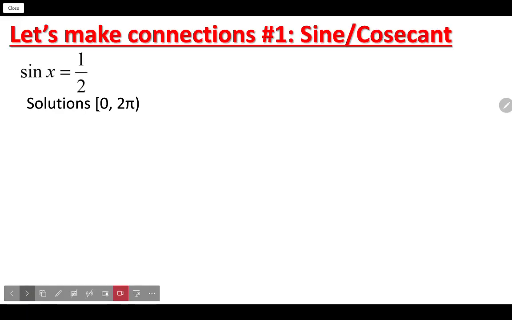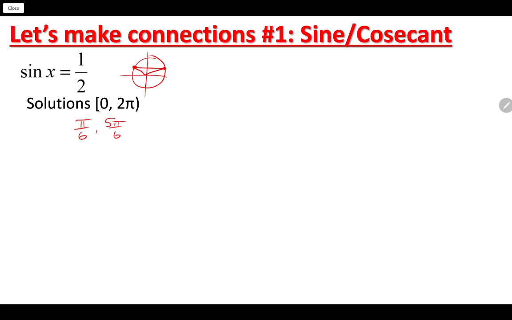So we're going to make some connections here, starting with sine and its reciprocal cosecant, but we're going to focus on sine. So a basic trig equation says sine of x equals 1/2, and I want solutions from 0 to 2 pi. So what we've been doing is thinking about the unit circle. Sine are our y values, so I'm going to go on the y-axis up to 1/2, and it's going to give me these two solutions to the left and right there. And those solutions between 0 and 2 pi are pi over 6 and 5 pi over 6. Great. Two solutions within the unit circle.